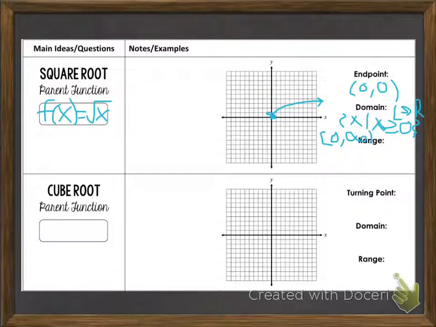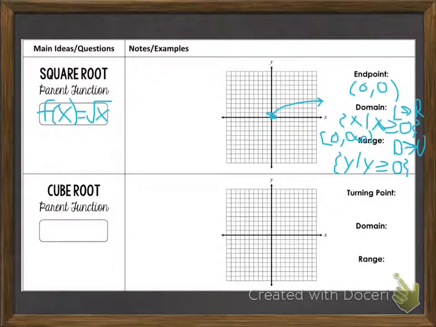Now the range is always going from down to up. So for this one, you actually want curly bracket, all of the y values such that y is going to be greater than or equal to 0. And for this one, you could also put 0 to infinity. You could put the same thing for the range. So that's the square root.